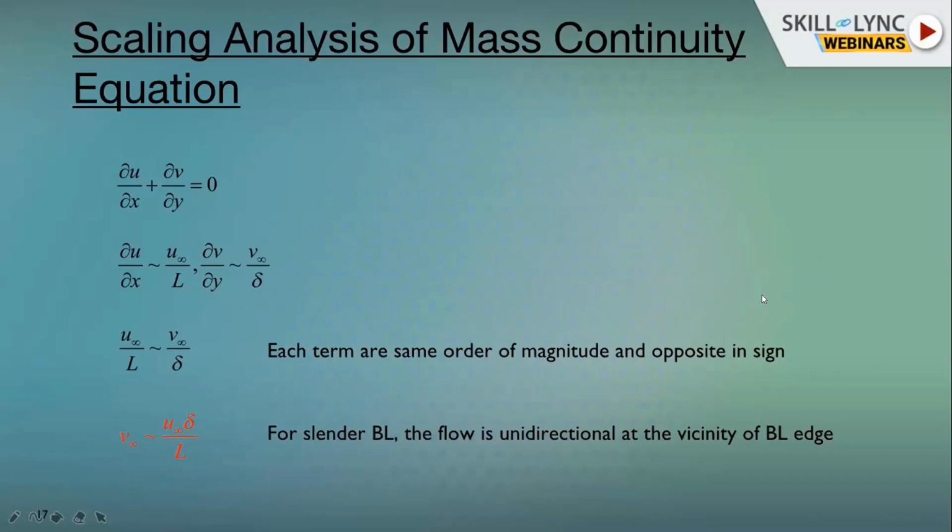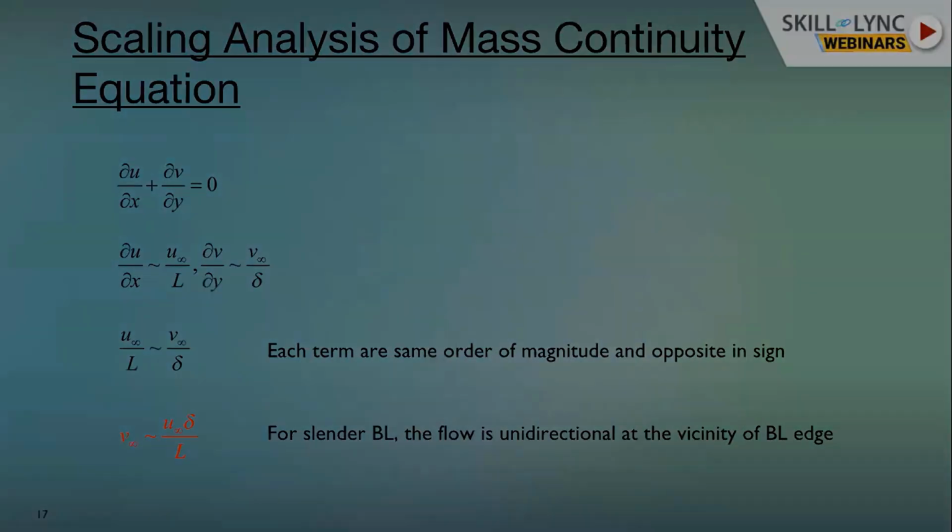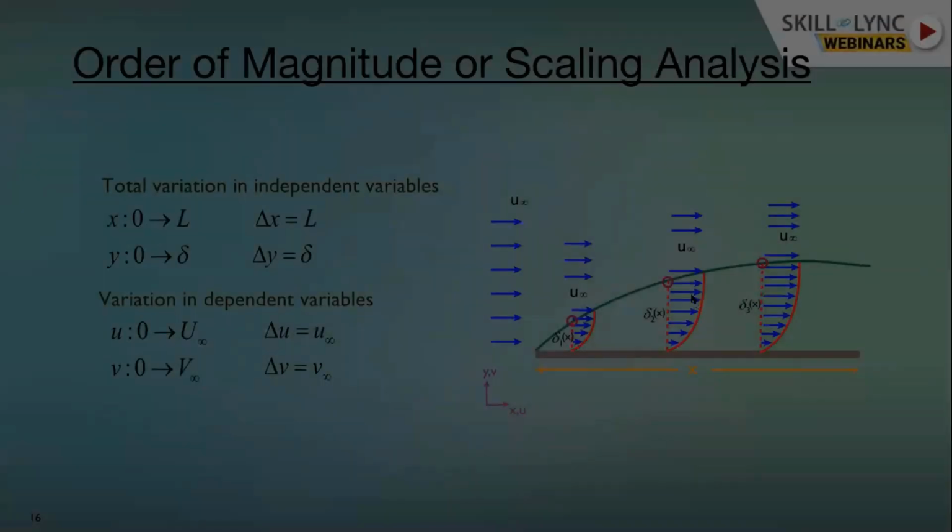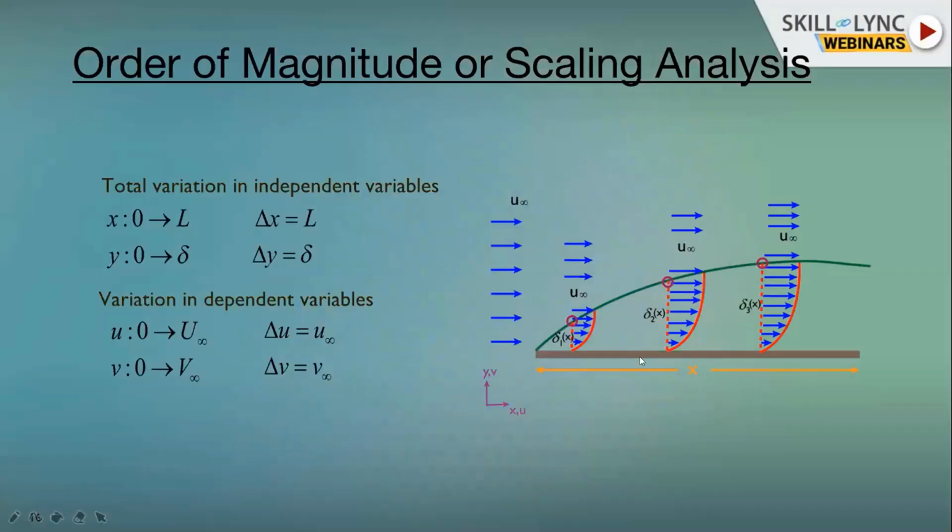Earlier, I used the term slender, right? So what is the mathematical definition of slender? If my plate is very long, L is quite high compared to delta. So what will happen to the ratio of delta by L? The ratio of delta by L will simply approach 0, because in the denominator we have a very big term and in the numerator a small term, so the ratio approaches 0.